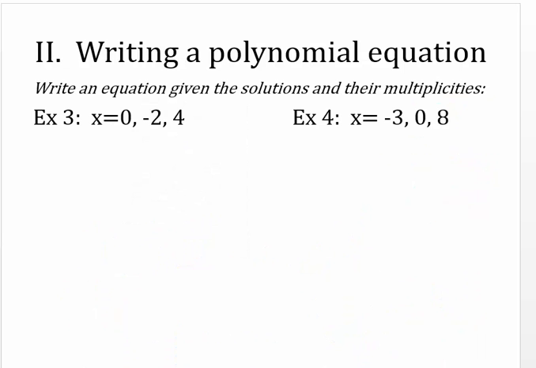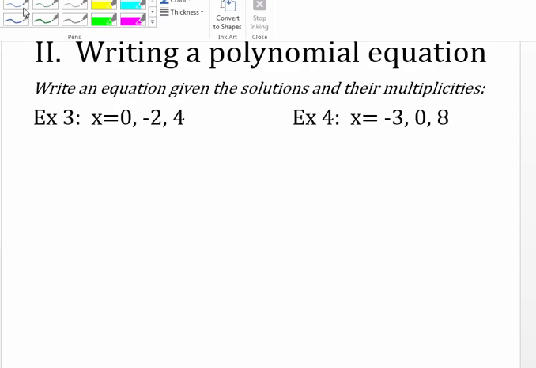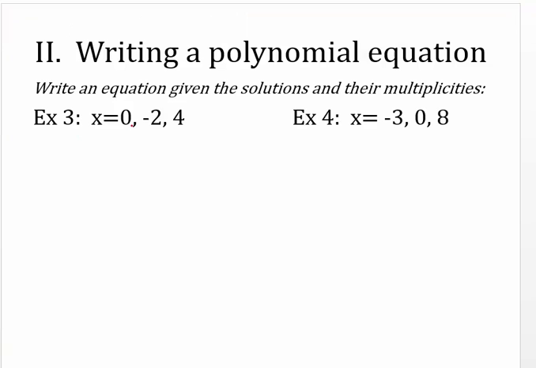Now, writing a polynomial equation, what if they just give you this? This is just the actual x values off the graph that we indicated on our graph previously. So the first thing you want to do is make them factors. To get a factor of 0, it's just x. To get a factor of -2, that would be x plus 2. You just change the sign. And to get a factor of positive 4, this would be x minus 4.